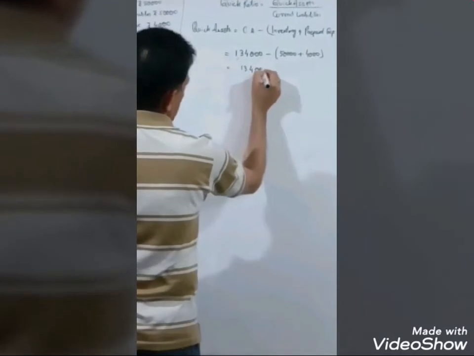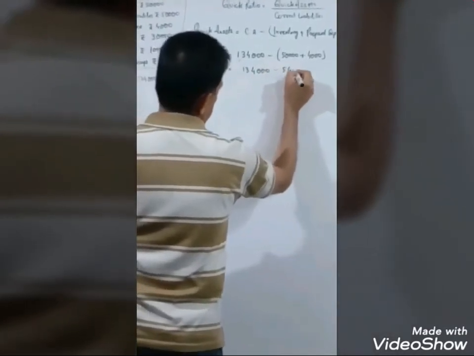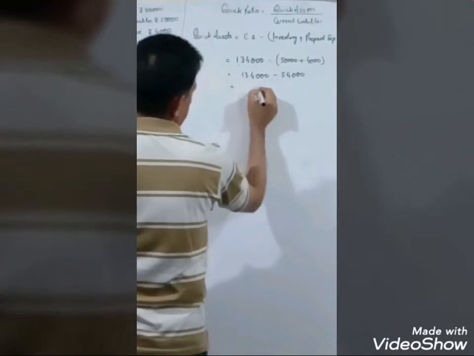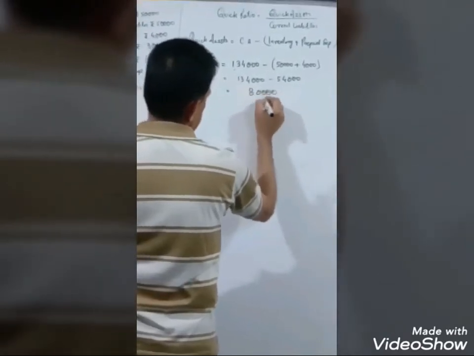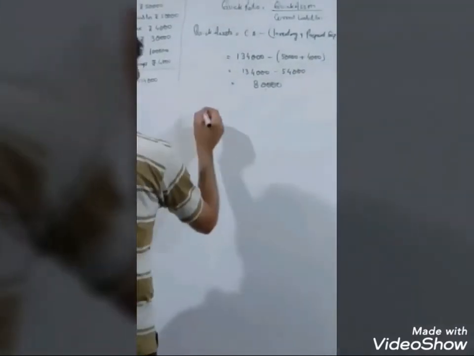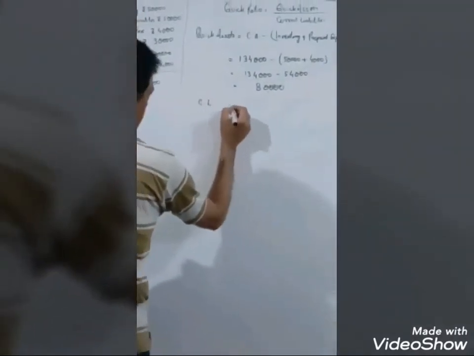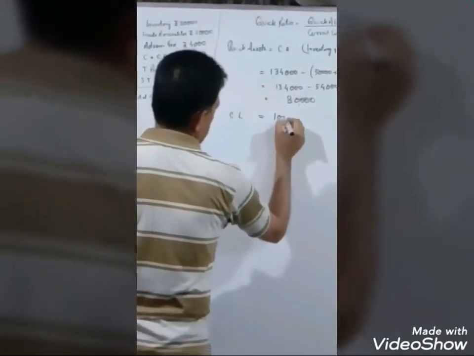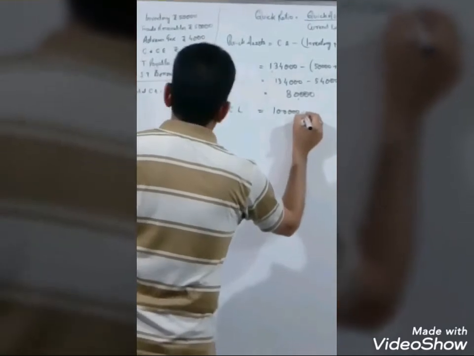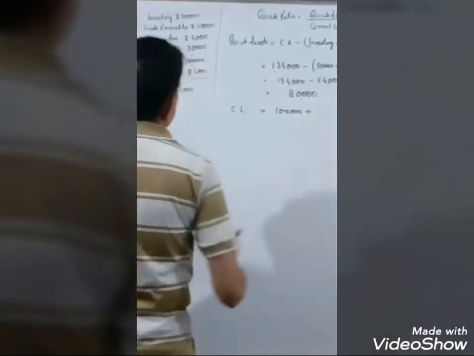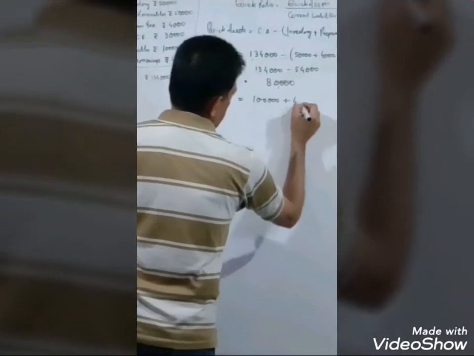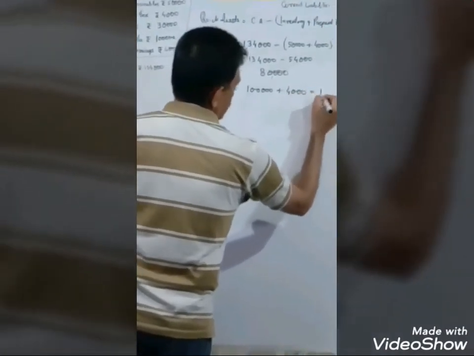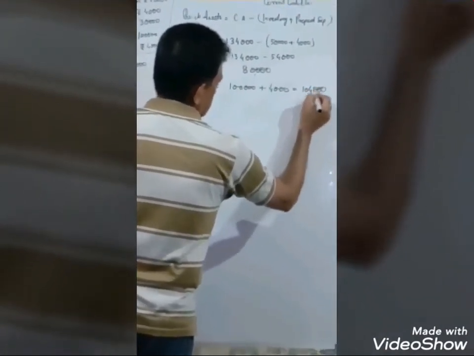1,34,000 minus 54,000. We will get 80,000. Current liabilities, we already calculated in that question. Again we will calculate. Current liabilities are trade payables rupee 1 lakh and short term borrowings are rupee 4,000. This is 1,04,000. These are your current liabilities.